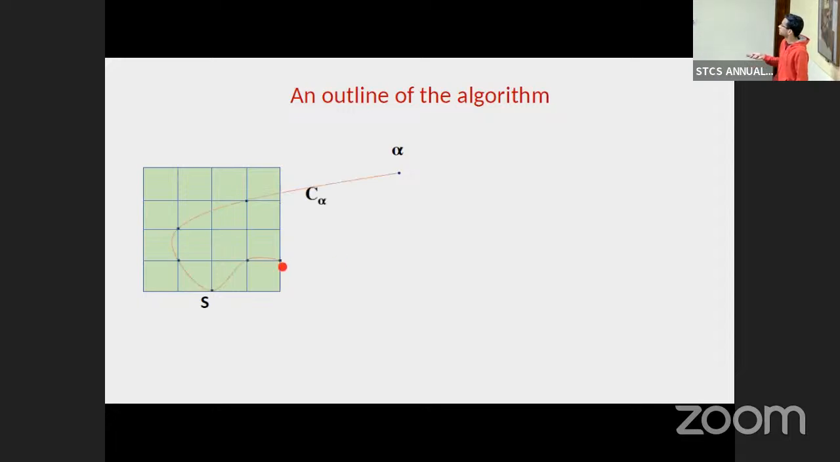So this is the setup. This is your set S. This is clearly a grid. We have a point alpha, and there is some sort of a web that you can go from alpha, a low degree curve that intersects the set S at a lot of points. And we have the value of F on all the green points, all the grid points. And we want F of alpha.